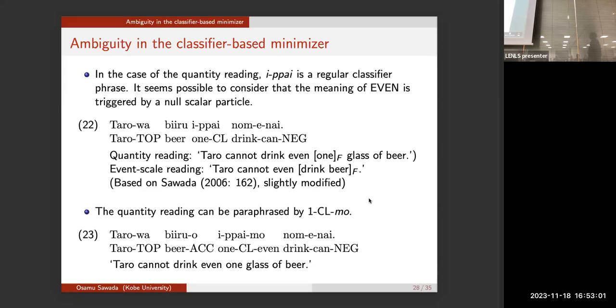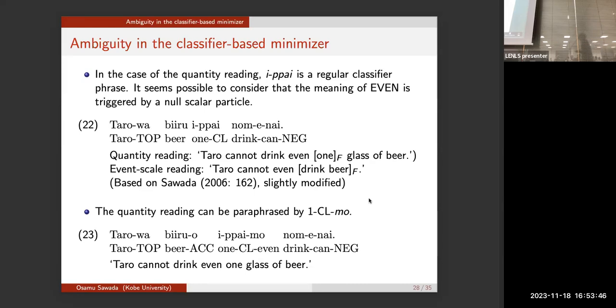So another diagnostic is that there is an accusative marker O here, right? In 23. But with the scalar particle hitotsu, there should not be an accusative marker here. Even hitotsu no menai. So the noun phrase has to directly be hitotsu no menai. So that's syntactically different, right? So we need to get 22 and 23, right?